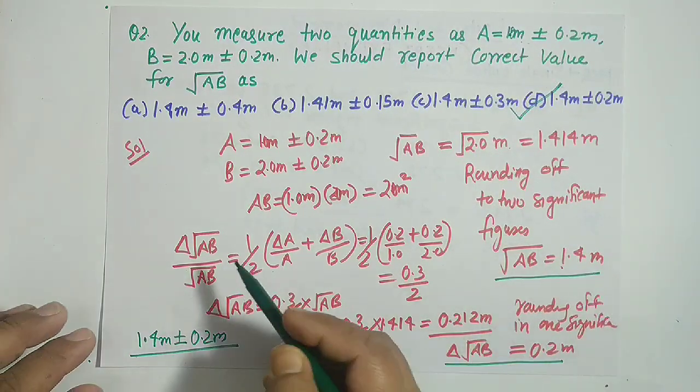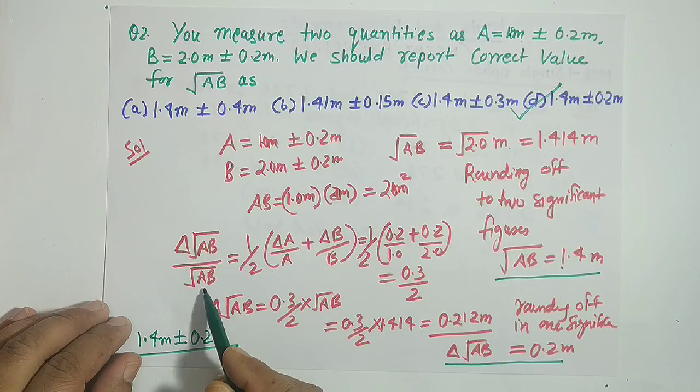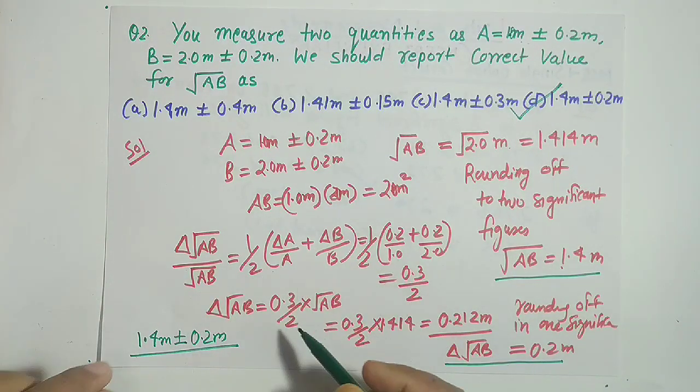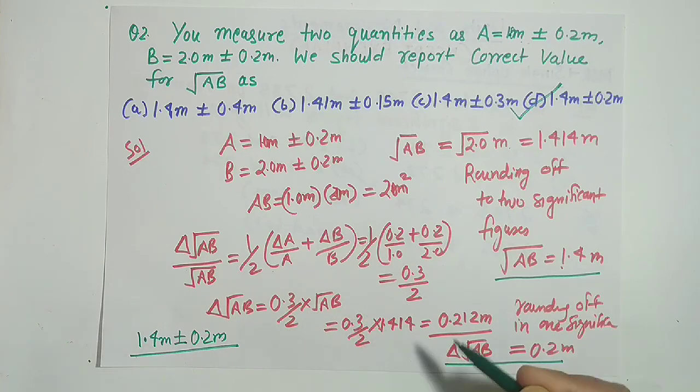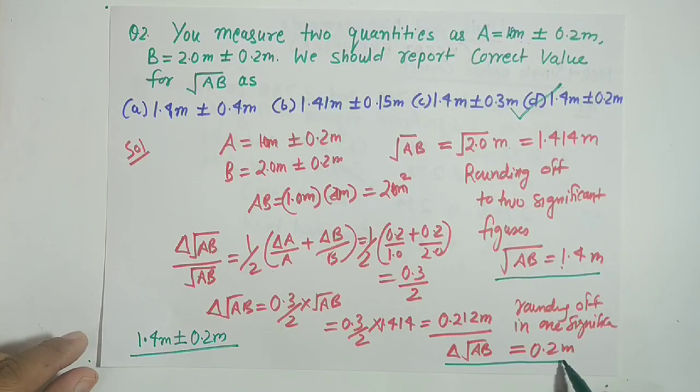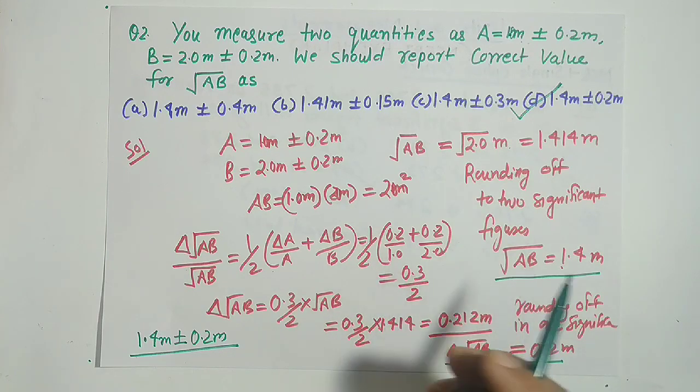Then root AB, you have to calculate the error. You know how you calculate the relative error, then multiply by the value and again round it to one significant figure, and that is 0.2. So this will be the answer. This is question number 2, an important question related to error.